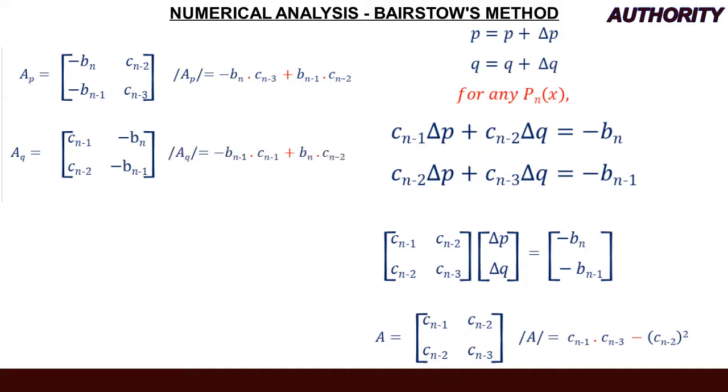So the determinant is going to be minus Bn minus 1 multiplied by Cn minus 1 plus Bn multiplied by Cn minus 2. I think you understand this, right? Good.